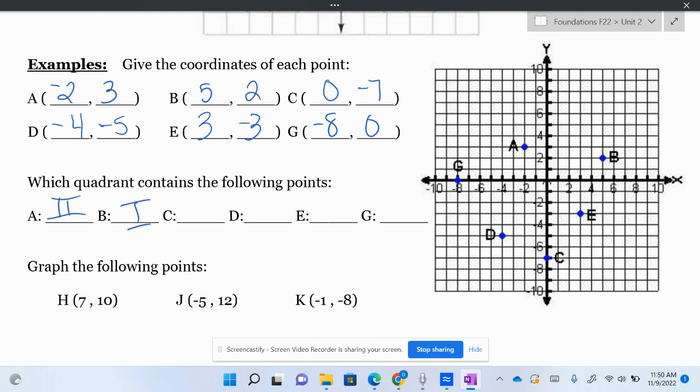Okay, Harper. Quadrant 1. Good job. Aiden, is C in a quadrant? What quadrant is C in? Isn't it on the what? It's on the y-axis. That was tricky. Amira, D. Yep, quadrant 3. E, what quadrant is E in? 4. And Abby, G.